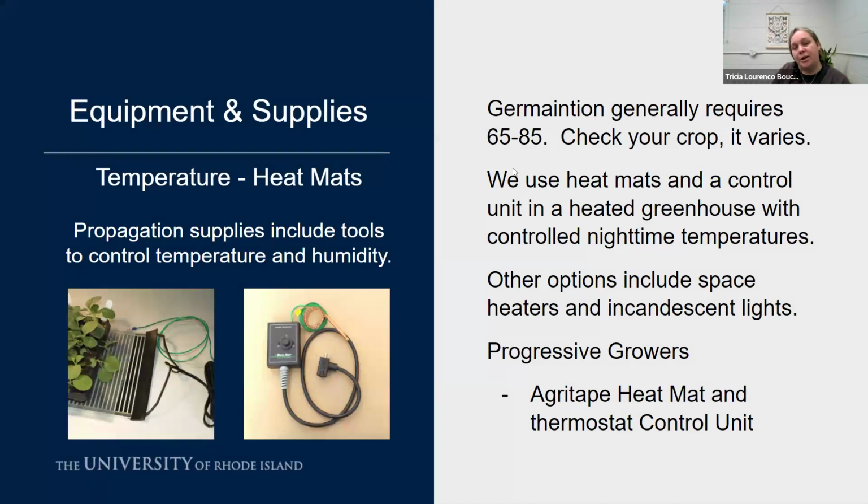Germination generally requires 65 to 85 degrees. Always check your crop. And we use heat mats, like I said. Other options include space heaters and incandescent light bulbs. We got these heat mats from Progressive Growers.